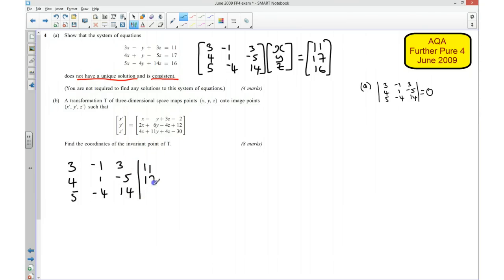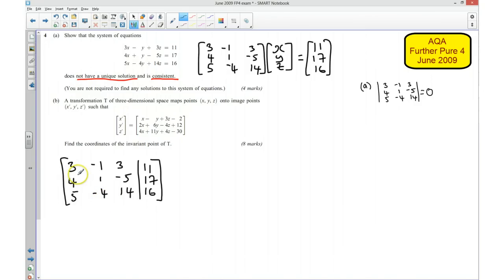So this is in augmented matrix form. And now what I can do is perform row operations to try and reduce a triangular corner of this matrix to zeros. So I'm going to aim to make this part of the system of equations 0. I'm going to deal with these two first of all, and then once I've dealt with these two, I'm going to aim to make that number there 0 as well.